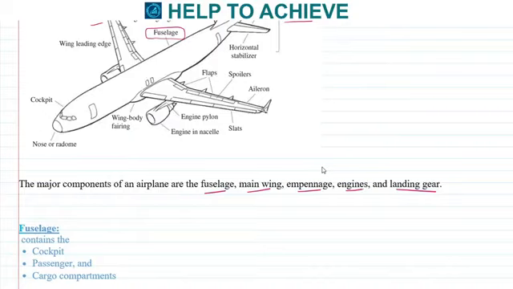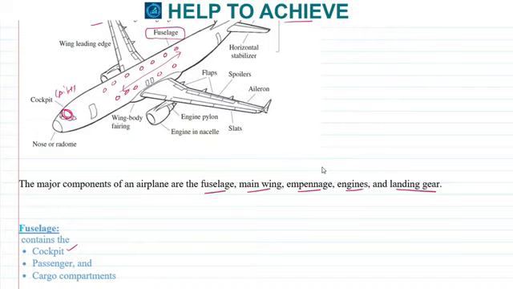What this main body consists of is the cockpit. The cockpit is where the pilot will sit inside. So this is basically the cockpit. Okay. Next is the passenger area. So this is the passenger sitting area.